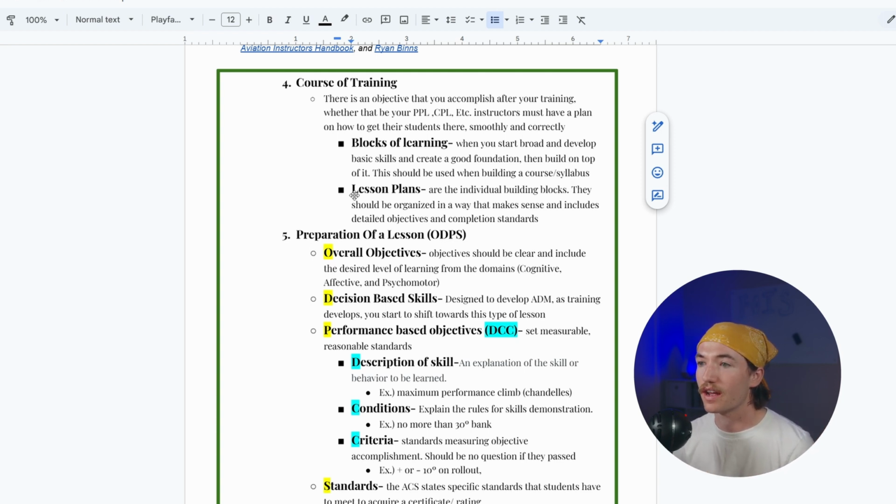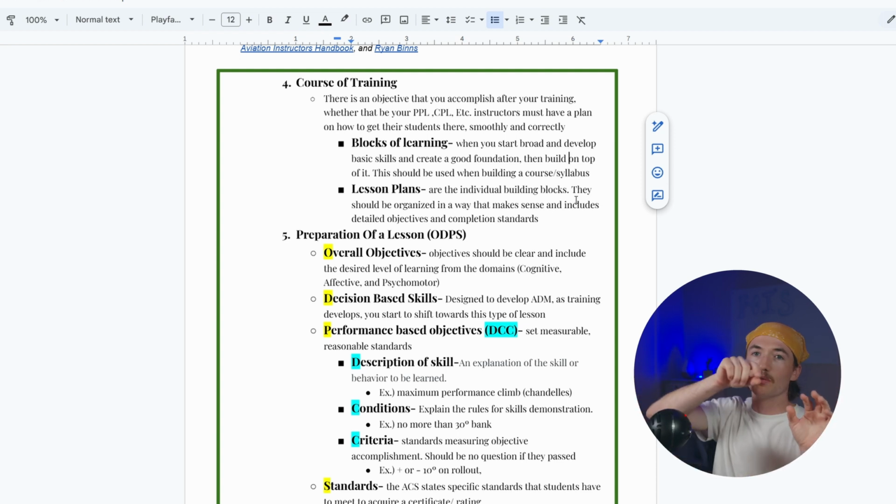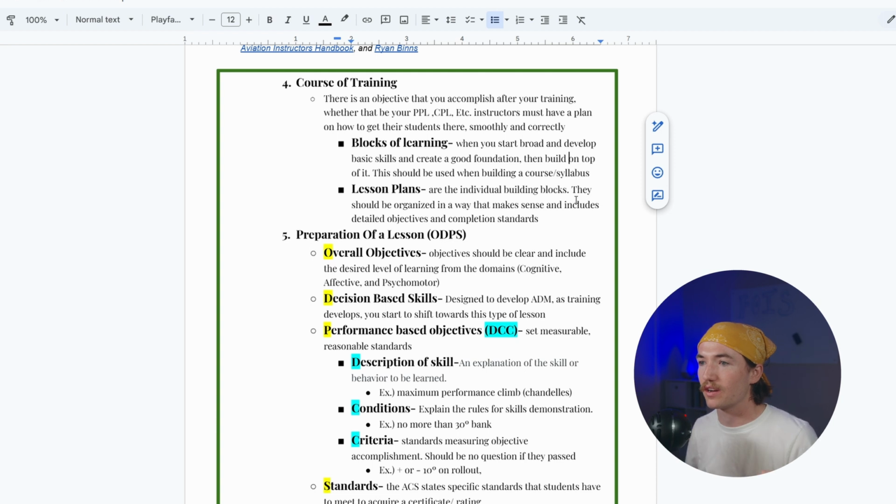And then next up, we have the lesson plans. These are the individual blocks. So say you have your syllabus, and then within that syllabus, you have these lesson plans all scattered out. But that is all a part of your preparation process. And then they should be organized in a way that makes sense and includes detailed objectives and completion standards.